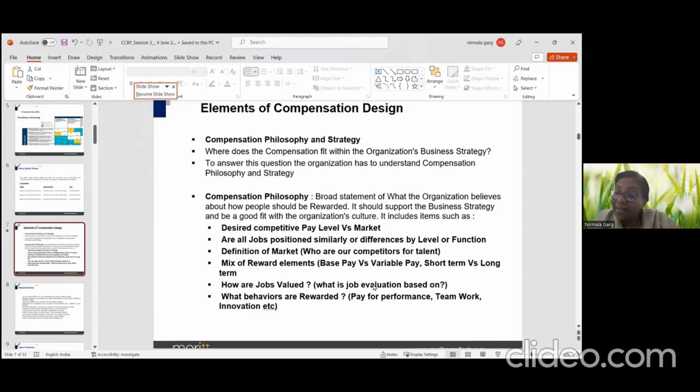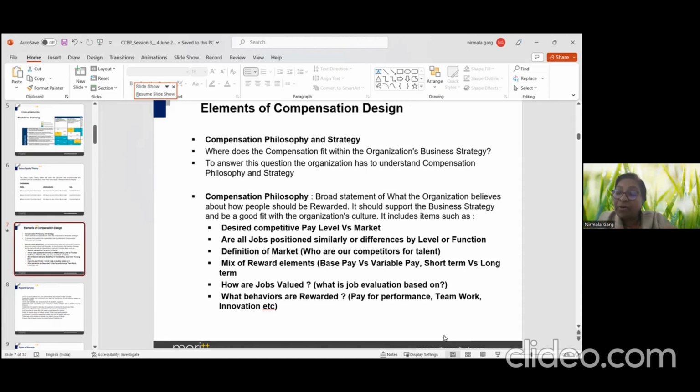So when I'm designing and defining my compensation strategy, there are certain things I look at. What are they? With respect to my pay levels, how much I want to pay vis-a-vis the market. That's one. Then, am I going to pay all the jobs similarly, or am I going to keep certain jobs, certain levels, certain functions competitive, based on my strategy, based on my business goal? And then who are my competitors? With whom am I actually going to compare? In relation to whom? Then what kind of mix do I want?